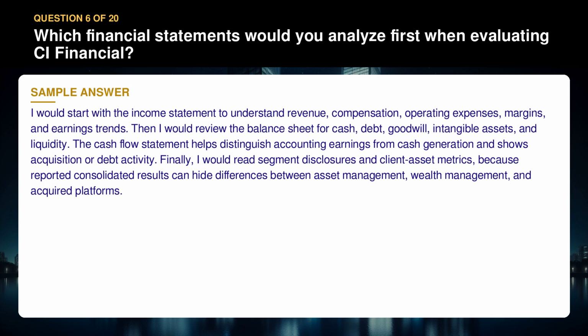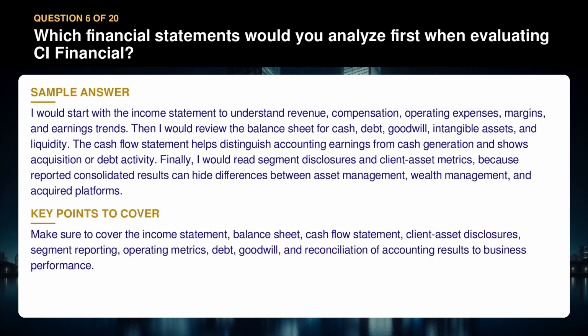Finally, I would read segment disclosures and client asset metrics, because reported consolidated results can hide differences between asset management, wealth management, and acquired platforms. Make sure to cover the income statement, balance sheet, cash flow statement, client asset disclosures, segment reporting, operating metrics, debt, goodwill, and reconciliation of accounting results to business performance.